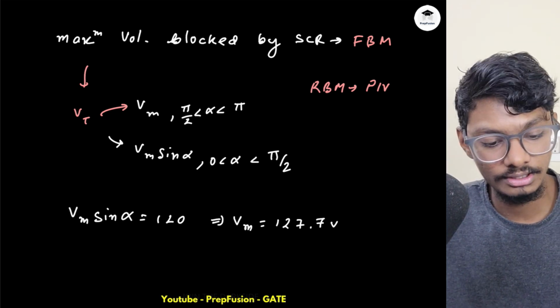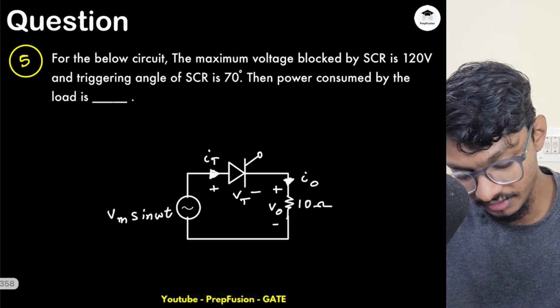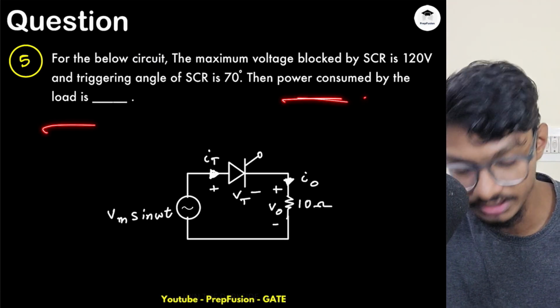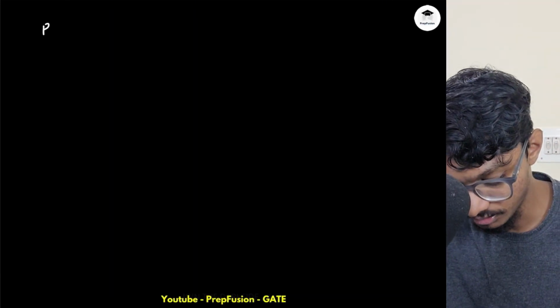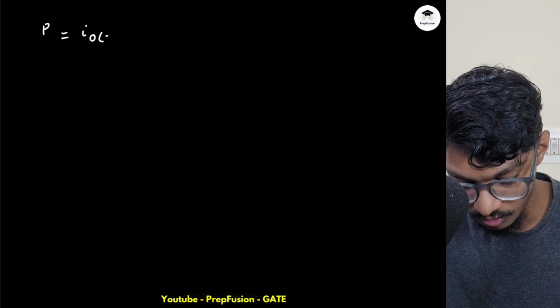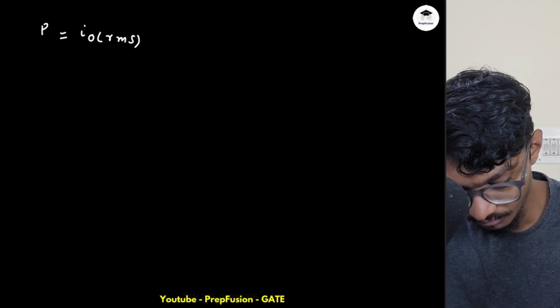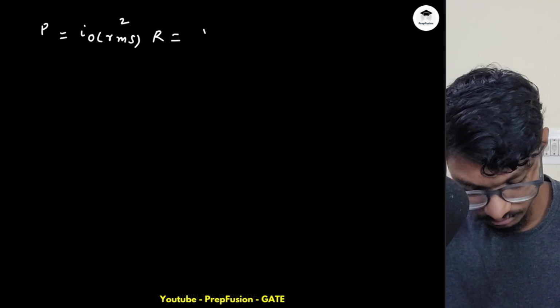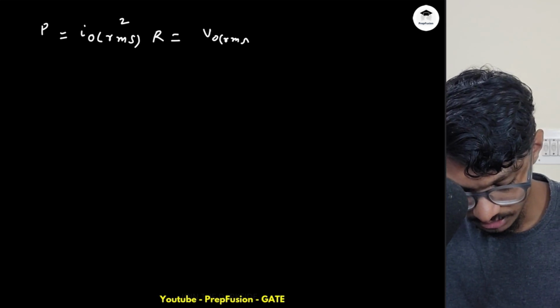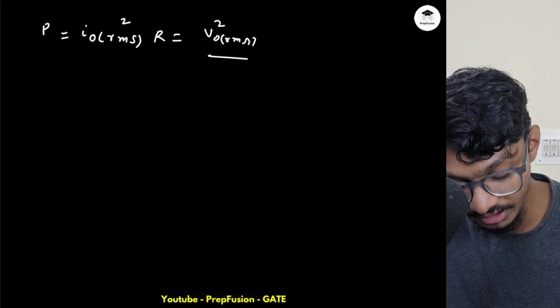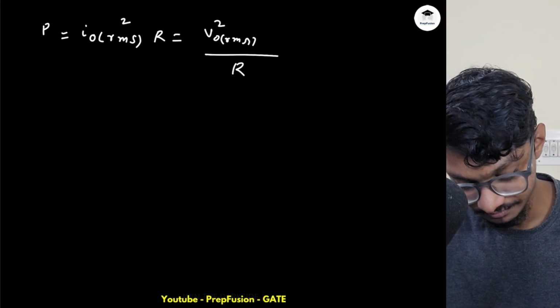Okay, so we got Vm, but why do we need Vm? Because for that we need to find the power consumed by the load. And what is the formula for power consumed by the load? The power consumed by the load you can find out either with IO RMS whole square into R, or VO RMS whole square into R. This is valid only when our load is purely resistive.